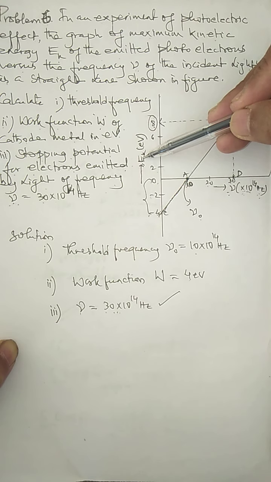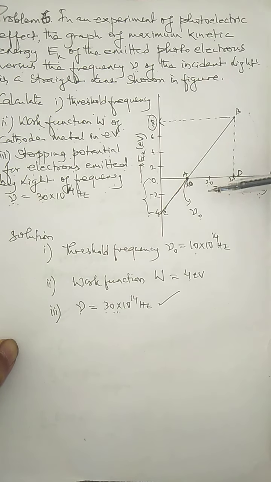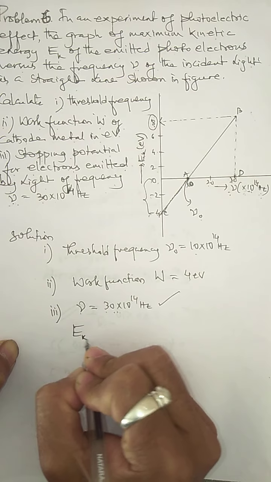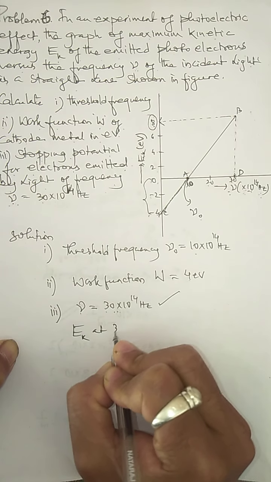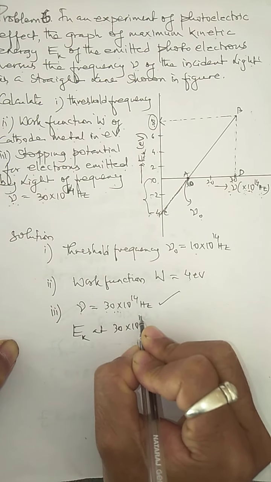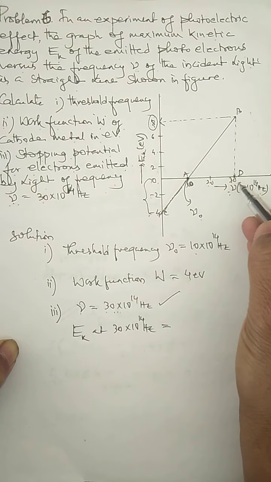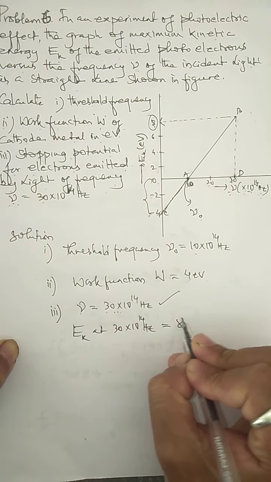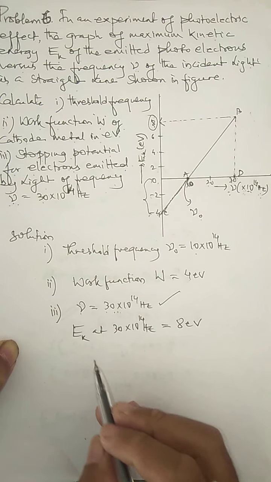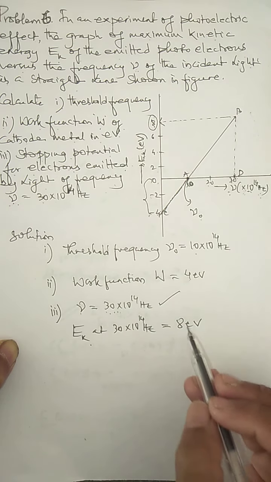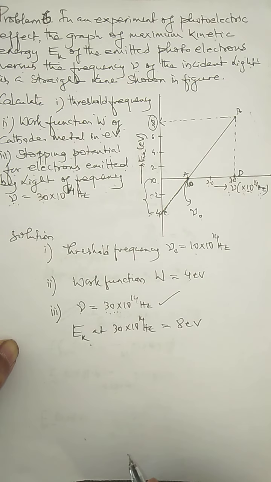This is the maximum kinetic energy of photoelectrons, which is 8 electron volt at 30 into 10 to the power 14 Hertz frequency. So I write down EK at 30 into 10 to the power 14 Hertz is equal to how much? 8. Yes, this is 8 electron volt. So your maximum kinetic energy of photoelectrons at 30 into 10 to the power 14 Hertz is 8 electron volt. So from here we can calculate the stopping potential.